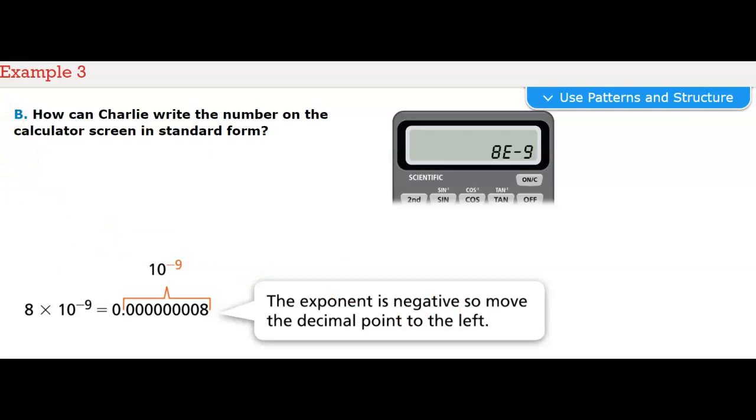Part B. How can Charlie write the number on the calculator screen in standard form? So once again, you have 8, exponent of -9. So the 8, and then you must have 9 numbers in front of that number. So 1, 2, 3, 4, 5, 6, 7, 8, 9. And that's it.